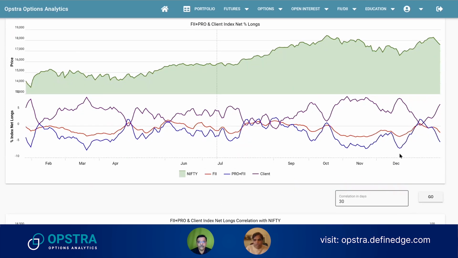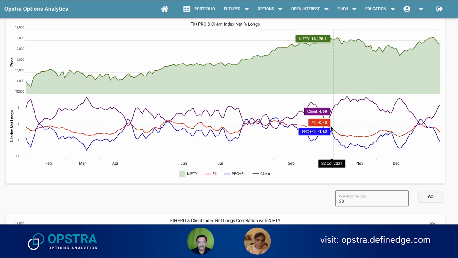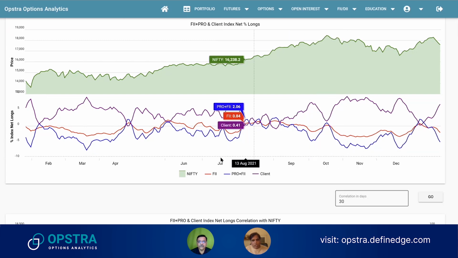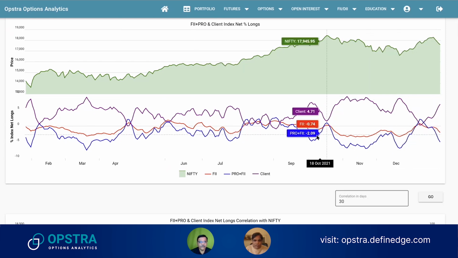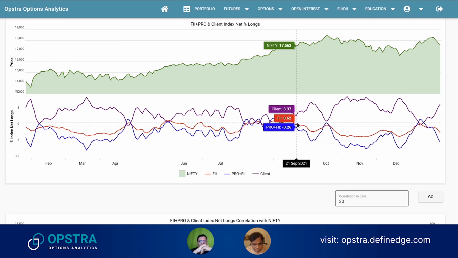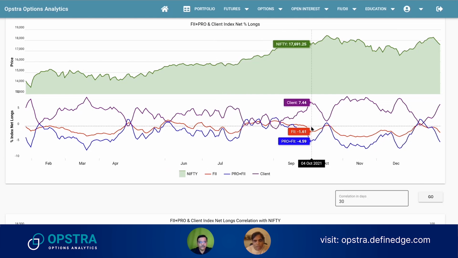Now, if the clients are long, then this will go up. And if FIIs are short, this will go down. It's as simple as that. And overall, if you look at this, the FIIs are always more or less short, in the combined futures and options together. But the trend might differ within that.